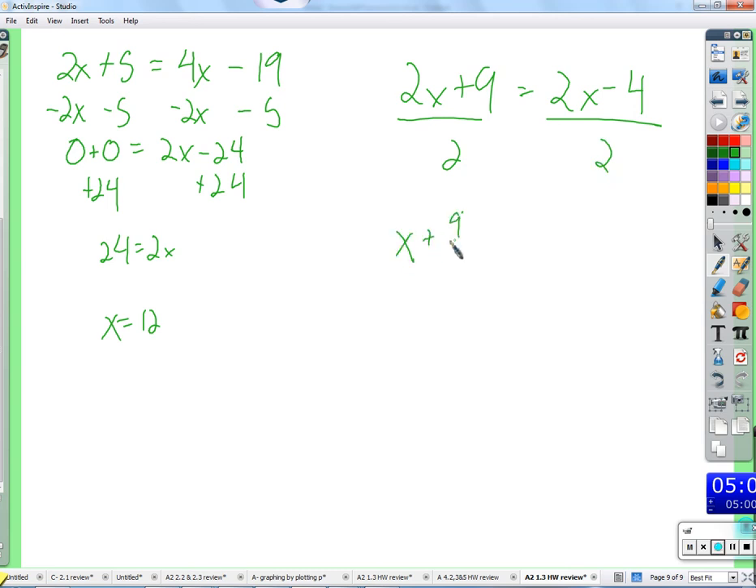x plus 9 halves equals x minus 2. Well, what would we do now to figure out what x is? So subtract x on both sides, and we get the same problem. Ultimately x still dies.